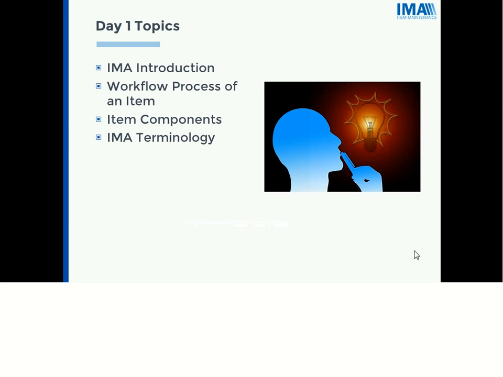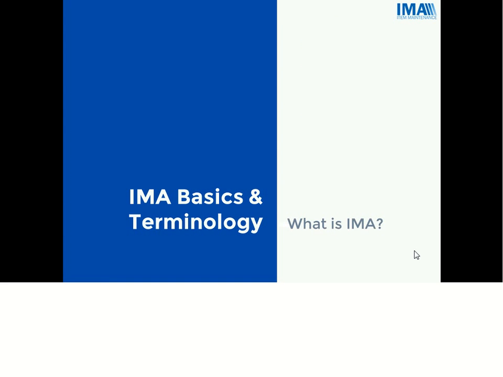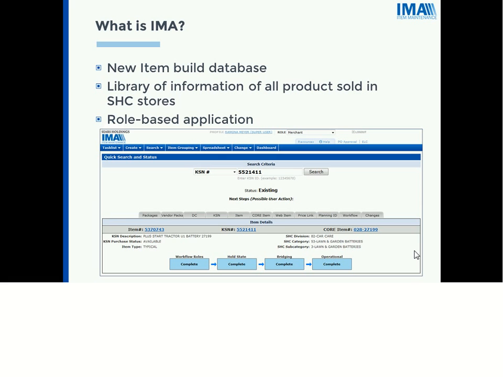So we're going to have an introduction. We're going to go over the workflow process, and then talk about the components and terminology. So first off, what is IMA? IMA is a new item build database. It's basically a library of all the information of products that we sell in our stores.